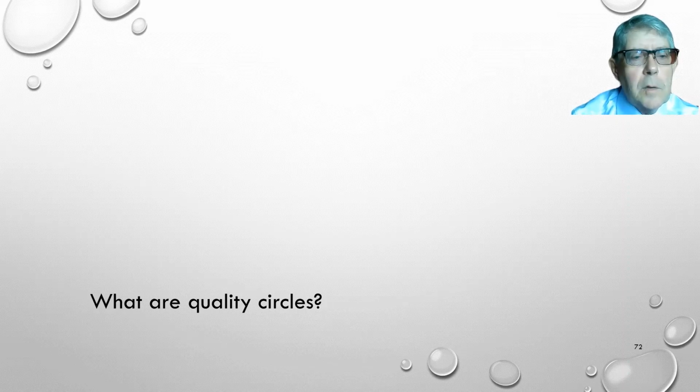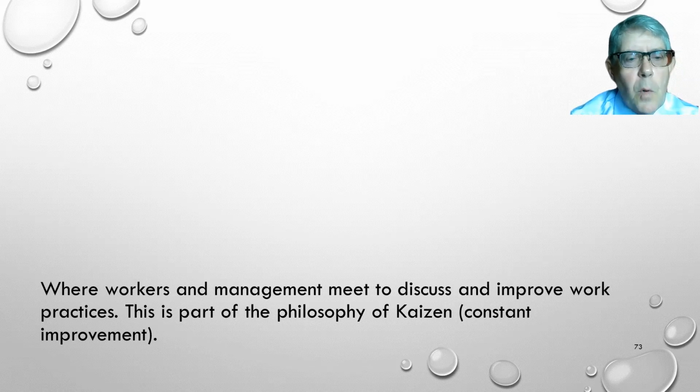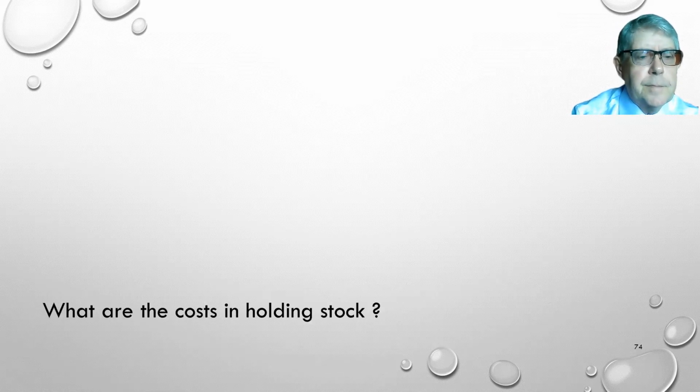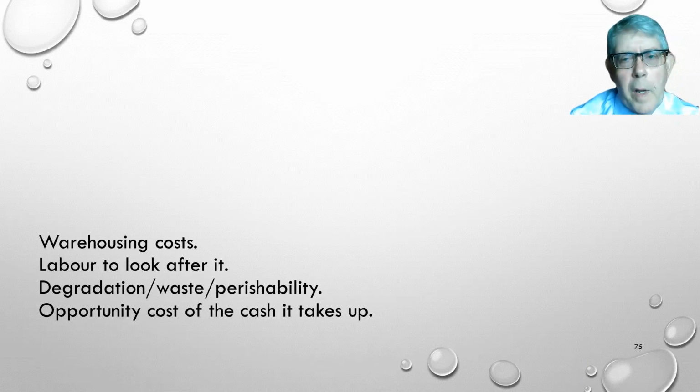What are quality circles? So where workers and management meet to discuss and improve practices. This is part of the philosophy of Kaizen, or constant improvement. What are the costs of holding stock? Well, warehousing costs, labour to look after it, degradation, waste and perishability, opportunity cost of the cash that it takes up.